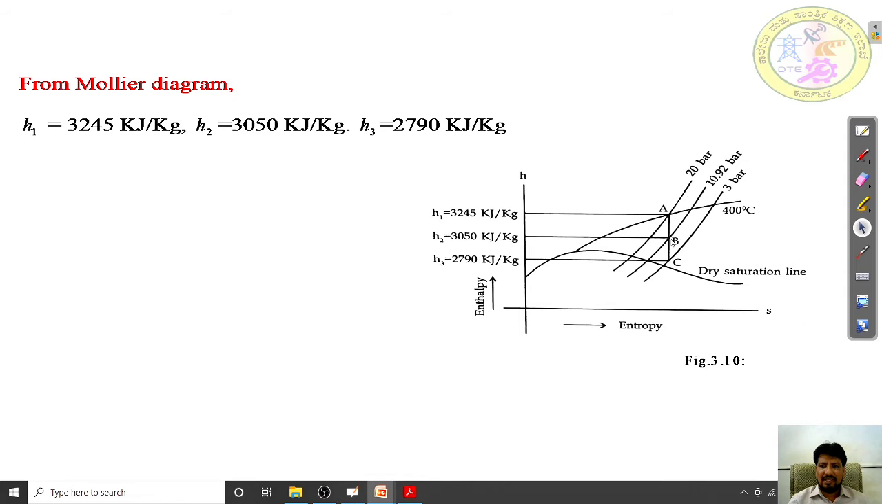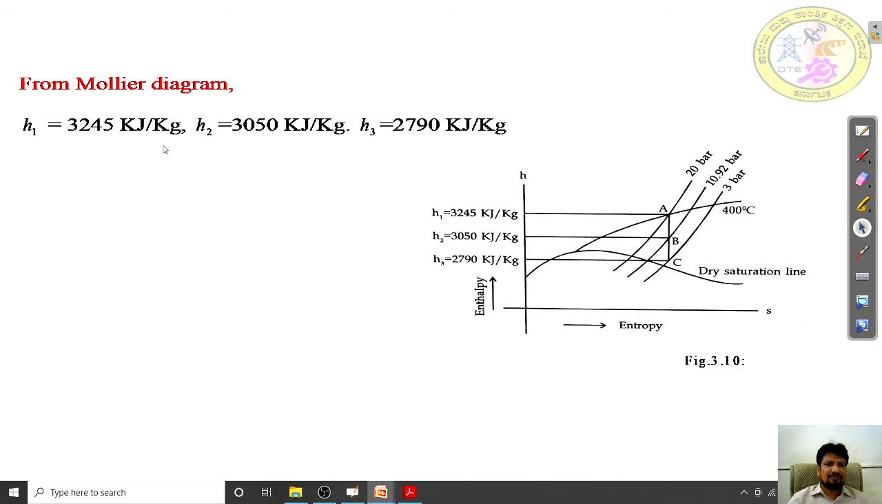Then extend this vertical line to the pressure line of the P3 value, which is 3 bar. Where this pressure line and the vertical line meet, that is the point C. This C gives the value of H3, which is 2790 kilojoules per kg. So we know the values with reference to A, B and C: H1, H2 and H3.